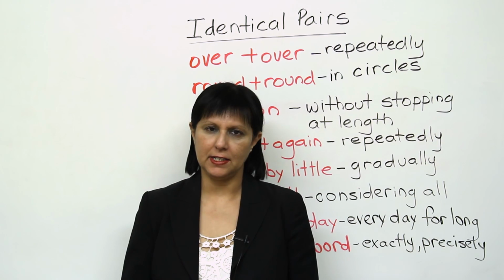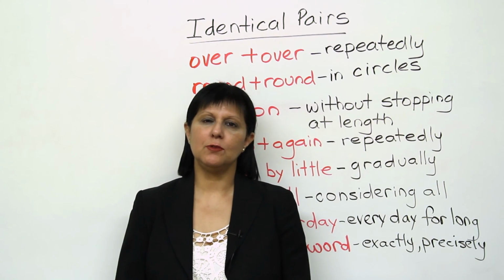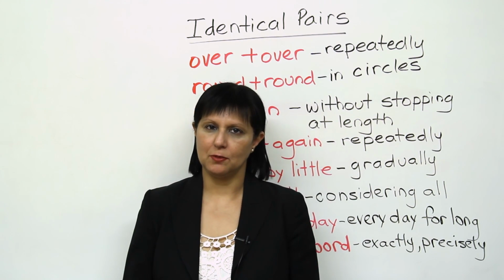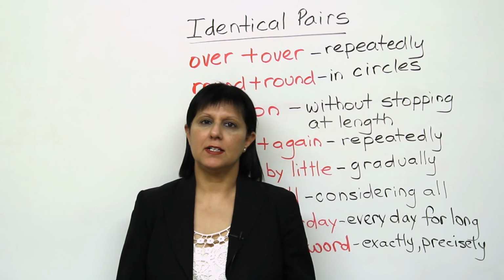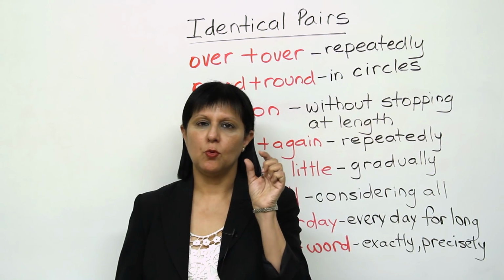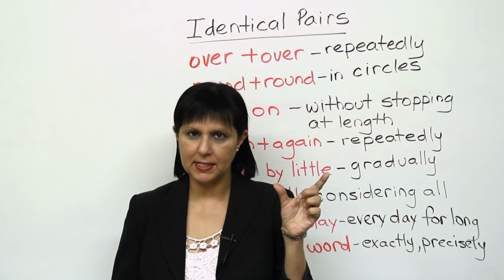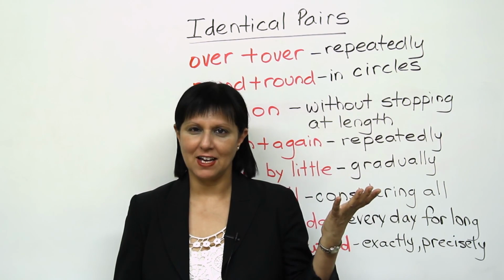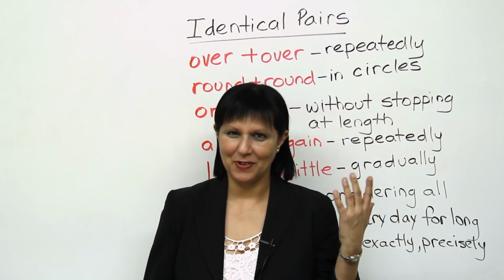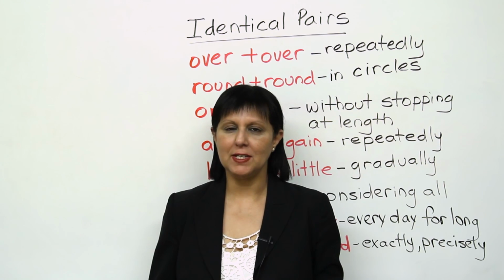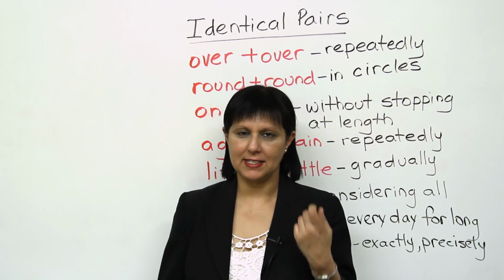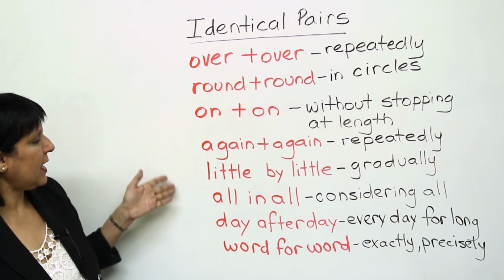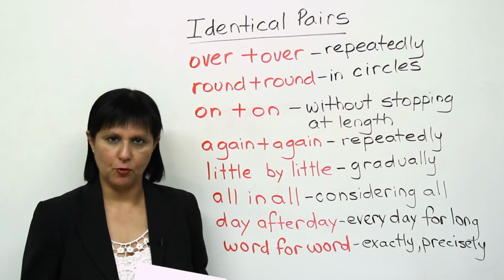In today's lesson, I'm going to show you how to sound more like a native speaker in English, and it's by using what we call identical pairs. Now, what are identical pairs? These are expressions where one word is repeated twice. And why do we do that? We do that in order to emphasize what we're trying to say. Okay? Let me give you an example of what we mean so that you can understand exactly how to use these expressions. So here are 8 of them that I've written on the board for you.